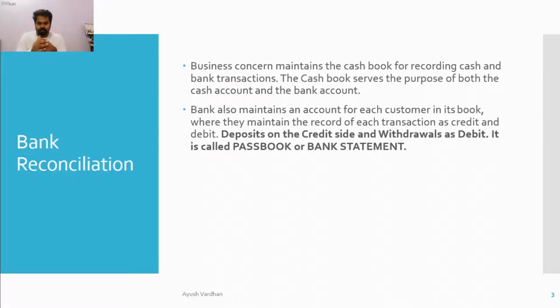Next is, the bank also maintains an account for each customer in its book. So when you go to the bank and check your bank statement, they give you a passbook or bank statement where the bank maintains all the transactions made by them. So here the bank doesn't know about the cash book, or what entries you have made in the cash book. They only make entries regarding the transactions of your bank account that have happened. So they only maintain all those in the passbook.